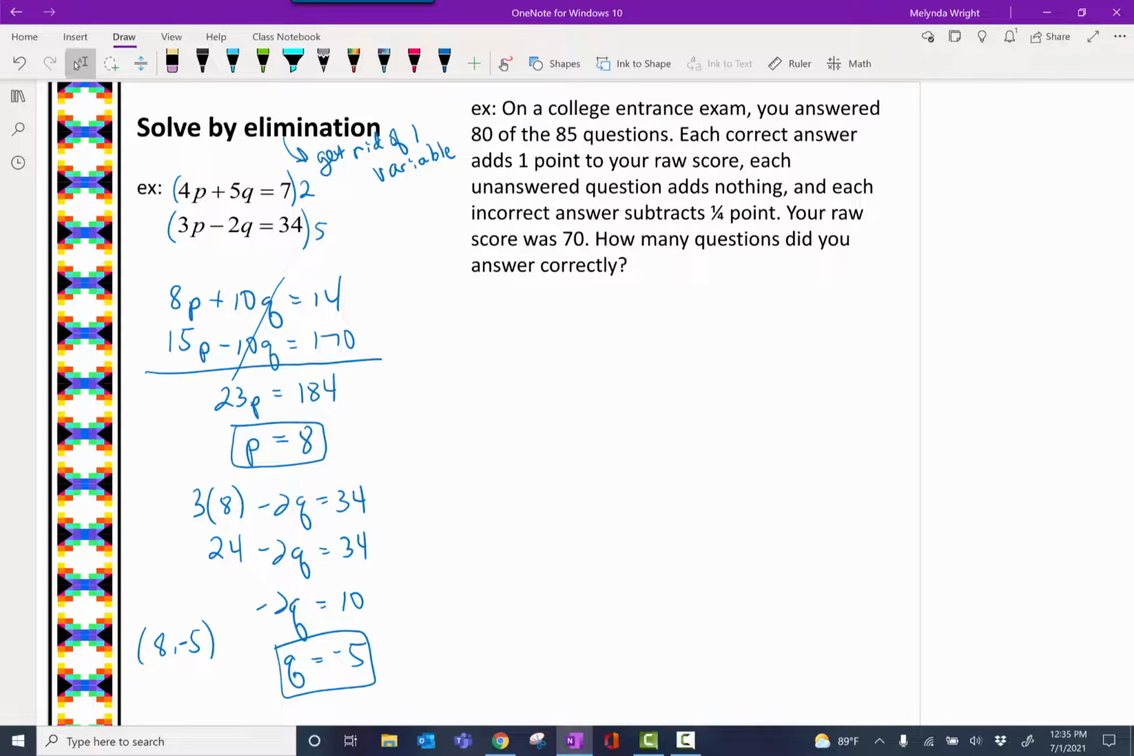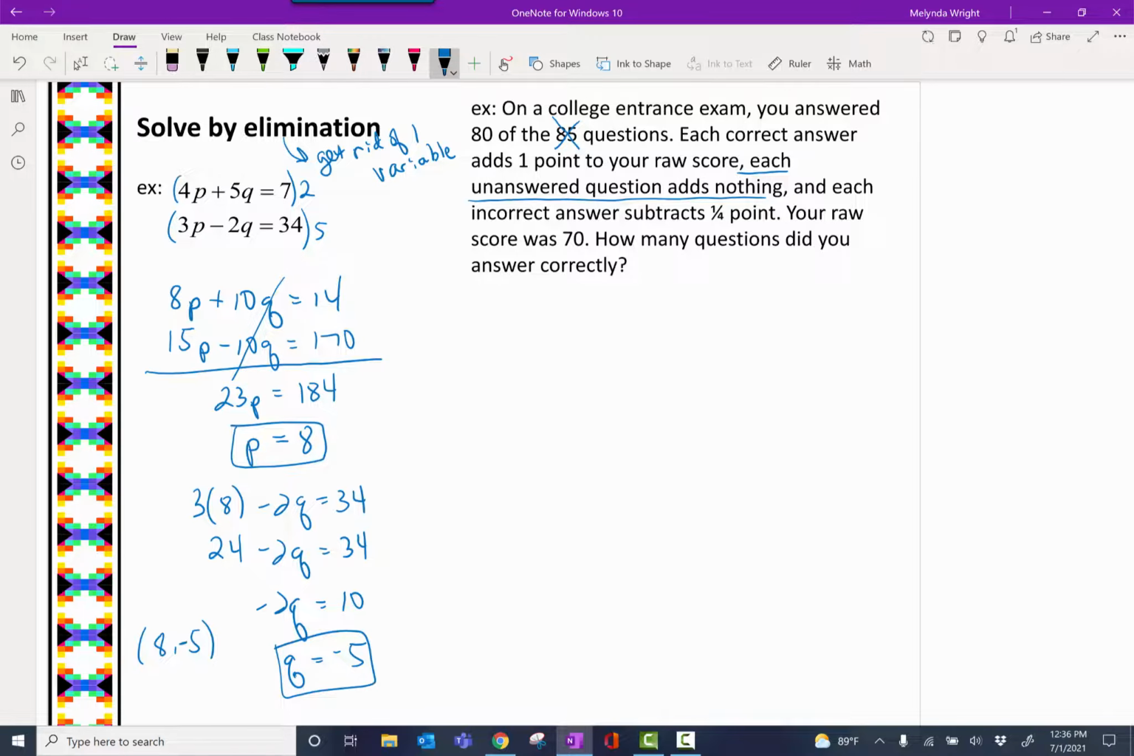Each correct answer adds a point to the raw score. Each unanswered question adds nothing, and each incorrect answer subtracts 1/4 of a point. So let's think about that for a second. If the unanswered questions do nothing, then really this information right here, the 85, we really don't need that at all. Doesn't really matter in our score. So let's just ignore 85. We really want to be working with 80 because it's 80 questions that we answered.